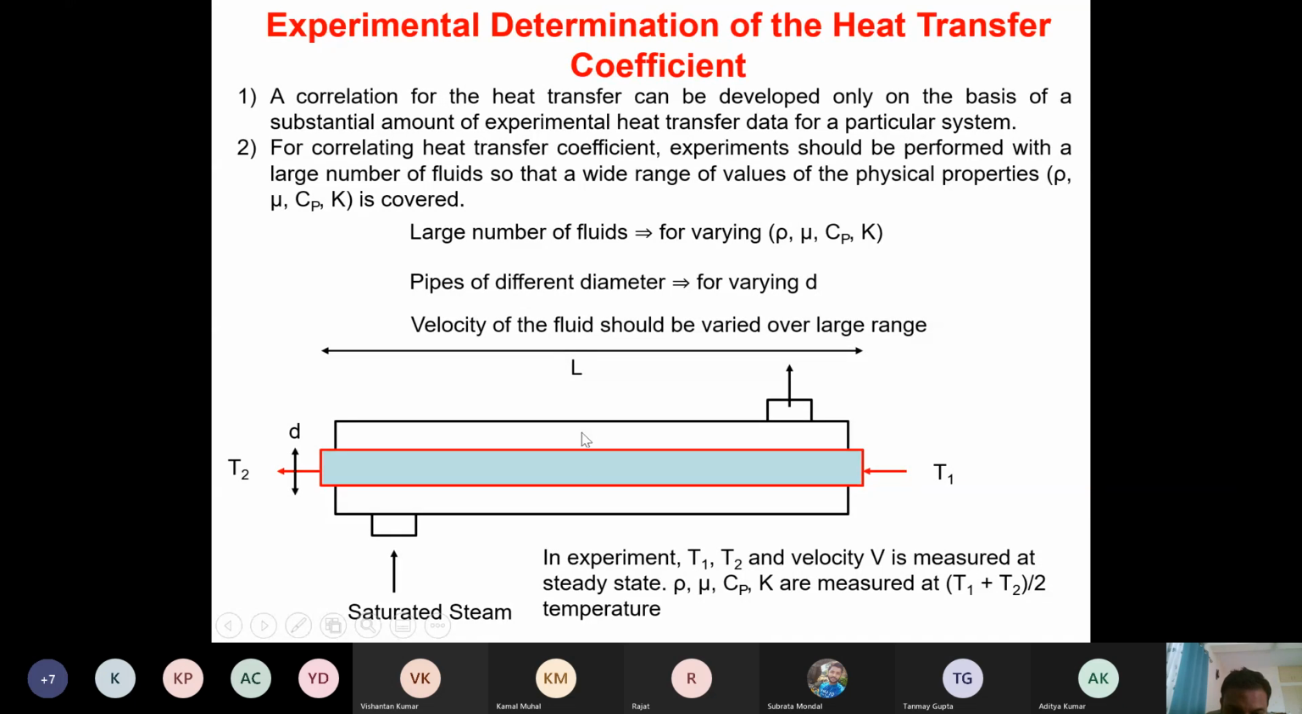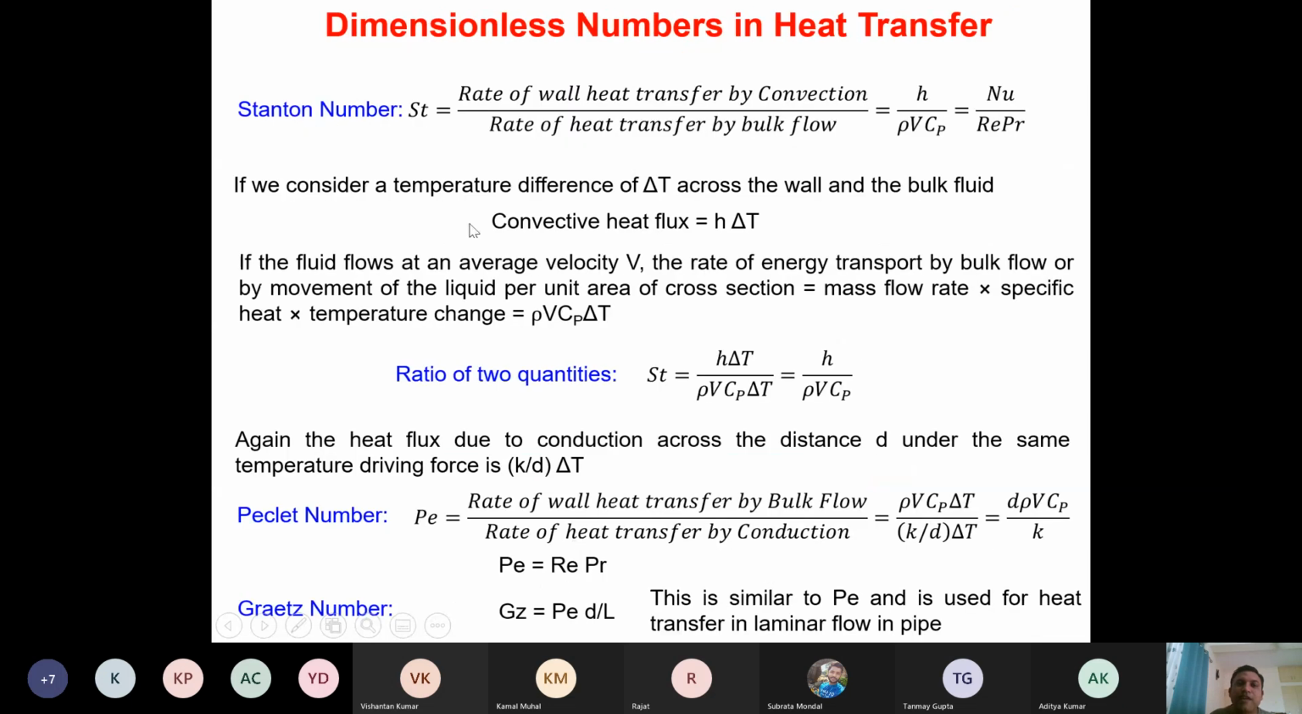So how fast the heat is being transferred from this wall here to this fluid which is flowing inside, isn't it? With respect to that, how fast am I taking that heat out from this location? These two things are compared in the Stanton number. In the case of the Peclet number, what is looked at is the rate of wall heat transfer by bulk flow: how fast I am taking the heat from the pipe or channel, divided by the rate of heat transfer by conduction. So these two things are important.